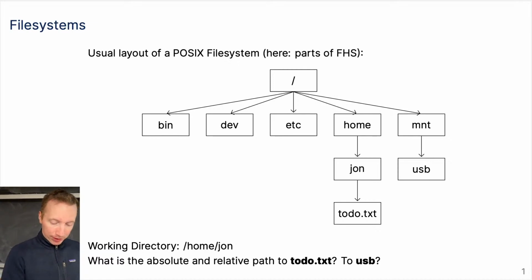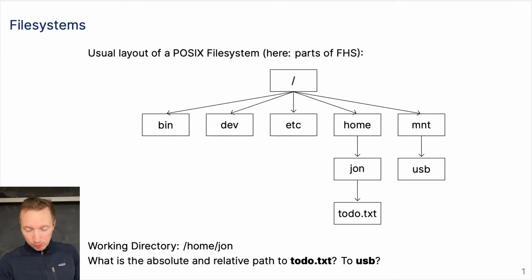So some quick questions we should all be familiar with, because we've been using Unix machines for a while now. If my working directory is home/John, then what is the absolute and relative path of todo.txt and just the USB folder? Well, the relative path to todo.txt is just todo.txt, since I'm already in the John folder.